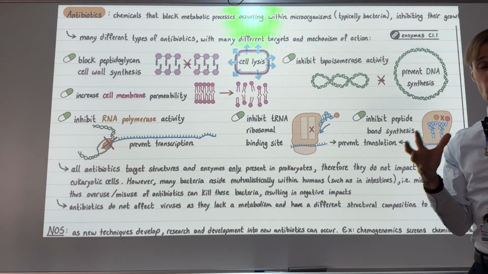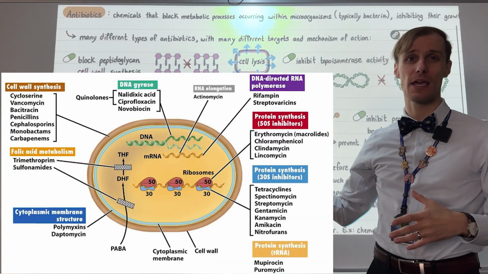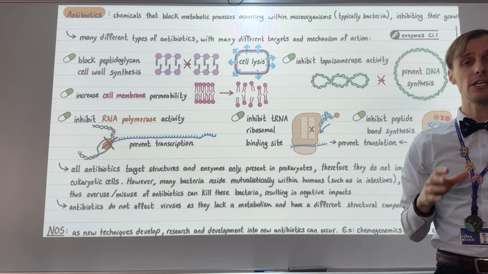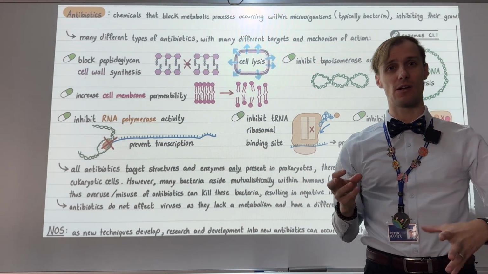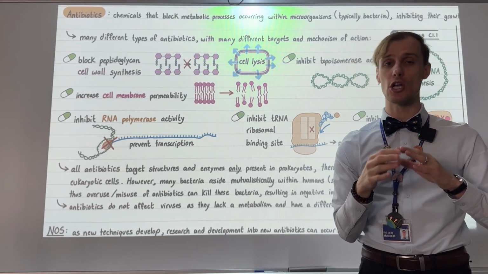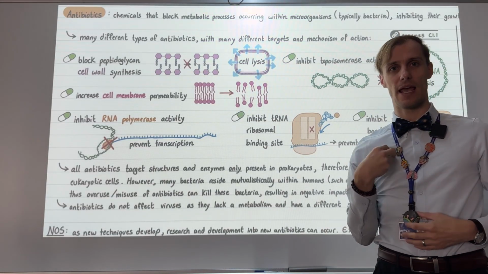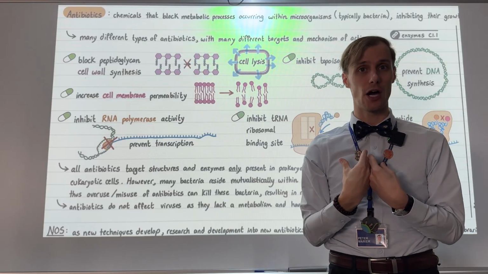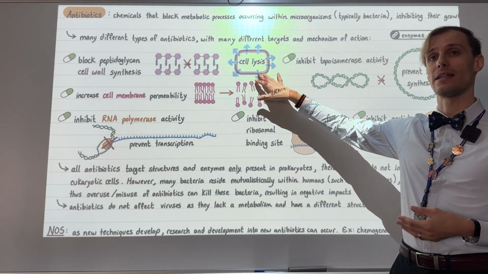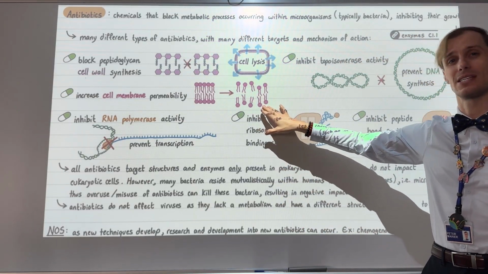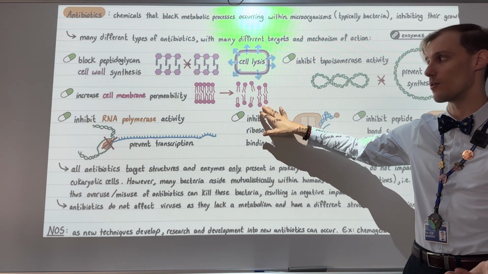Now, it is a really important thing to note that in all of these mechanisms of action, they only target structures and enzymes that are found in prokaryotes, not found in eukaryotes or found in viruses. If I take an antibiotic, why would it not target my own cells? Well, my cells lack peptidoglycan. My cell membranes have a different composition than that of prokaryotes.